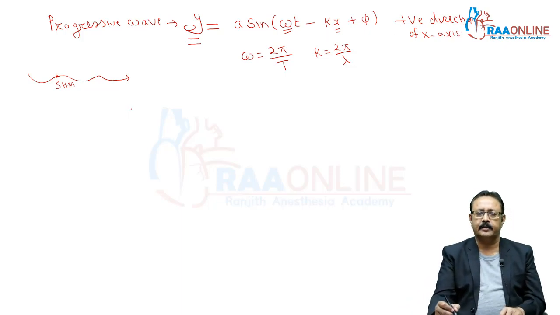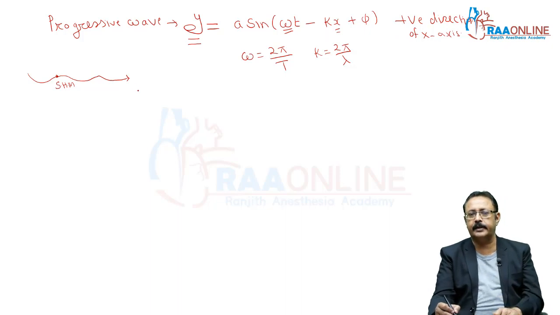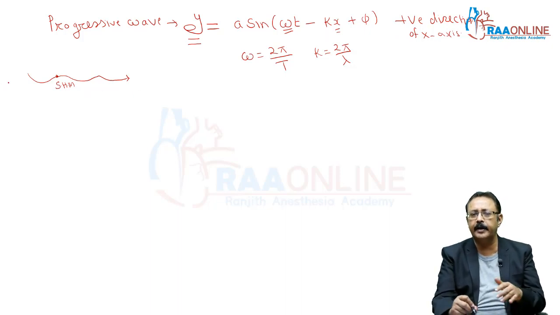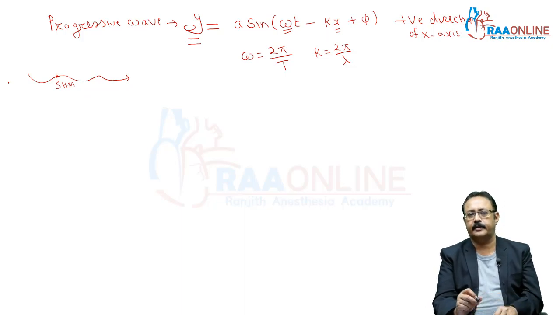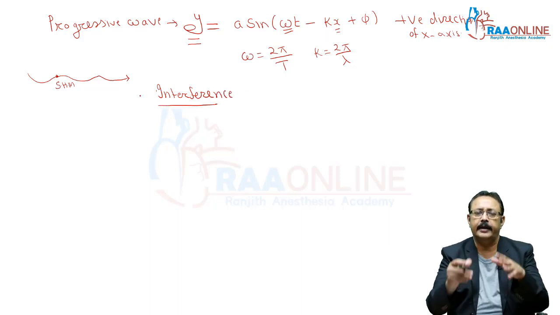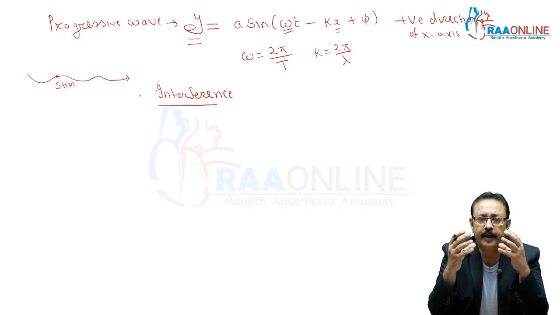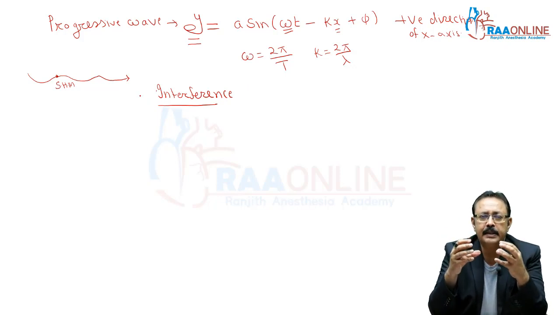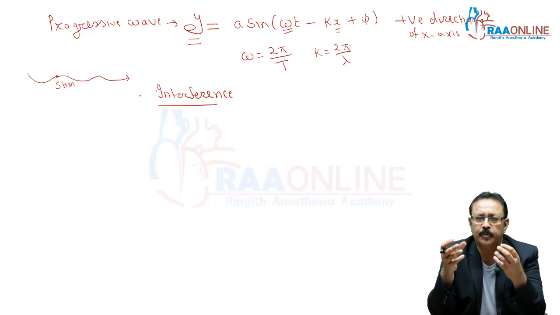If two waves of equal frequency traveling in the same direction superimpose, what will be the resultant? You will get interference. It means at some places the intensity of sound will become very high, and at some places it will become nearly zero. These places are known as silence zones.